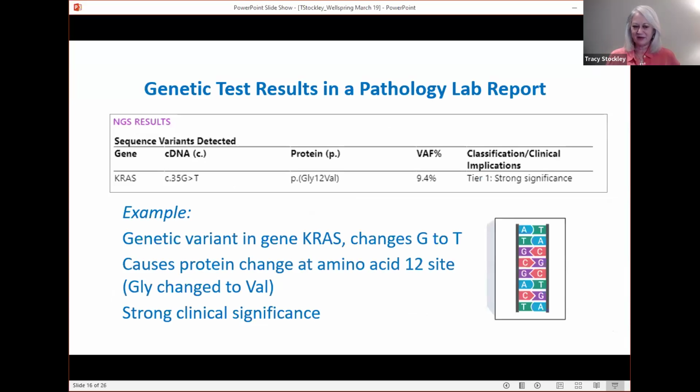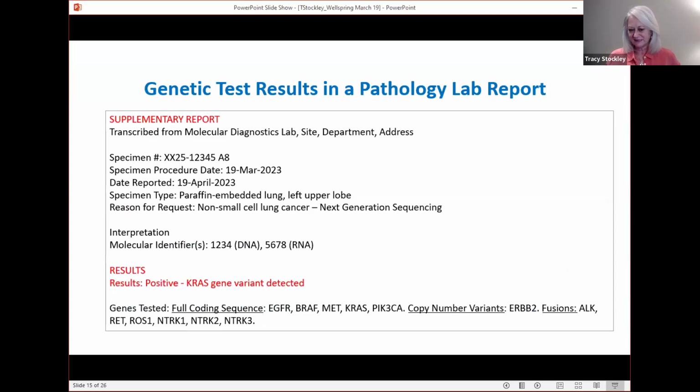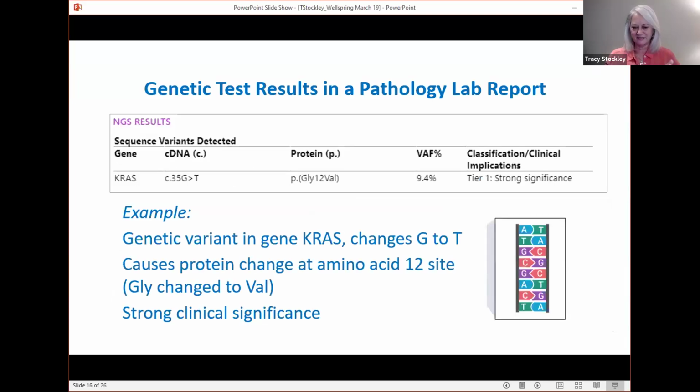So thinking again back to where I said positive KRAS variant detected. If you keep looking down, you really somewhere will see this information. So here it's that KRAS gene again. And then what's shown across here are the actual changes in the sequence of the DNA in the KRAS gene. Again, just reminding you with that little colored picture that what we're doing is reading the sequences of all those bases. So in the KRAS gene at a particular location of base 35, we see G change to T, and this has an effect on the protein, which is the next column. So at the amino acid site 12, glycine's been changed to valine.